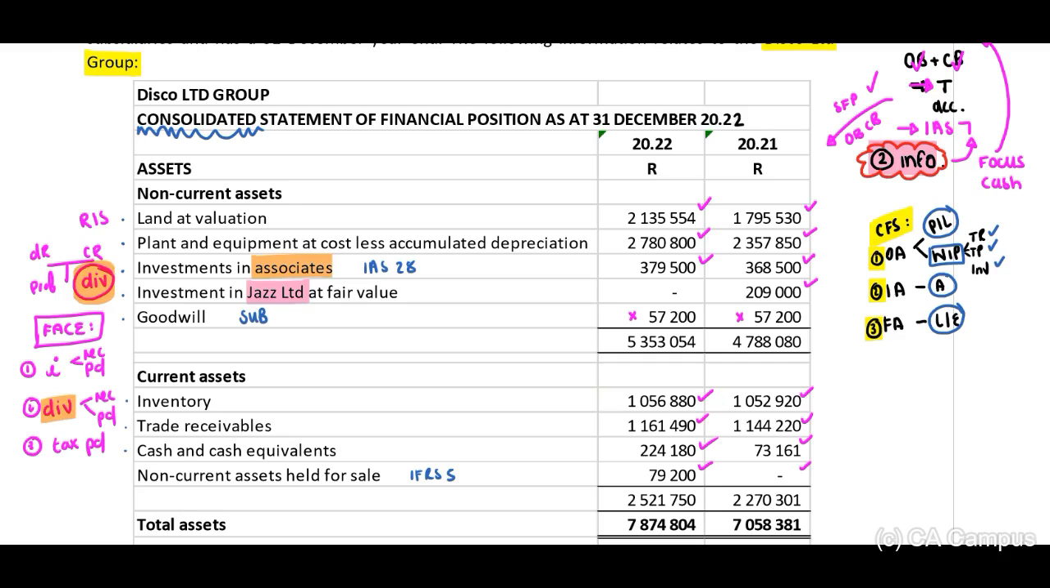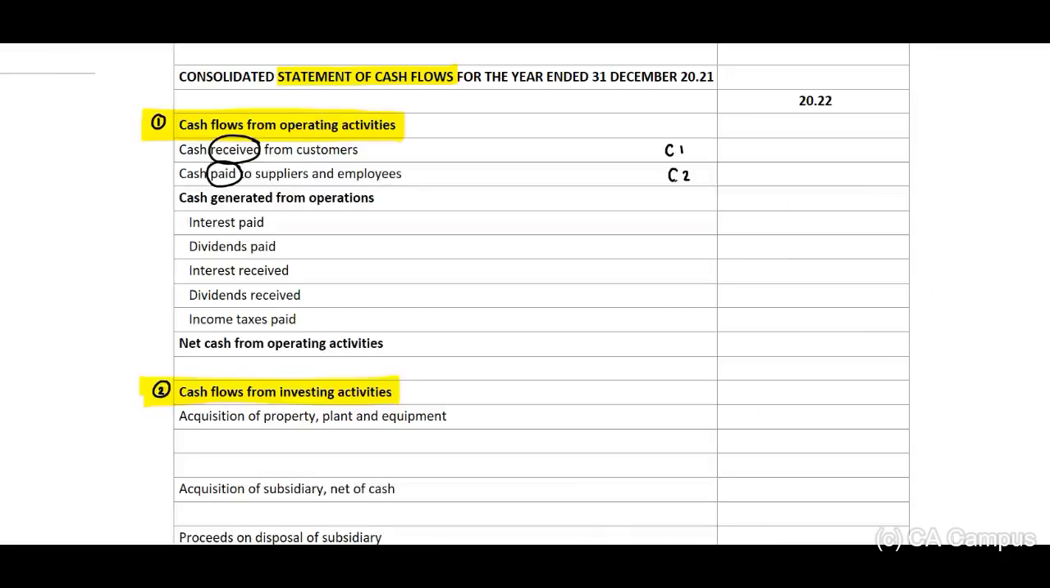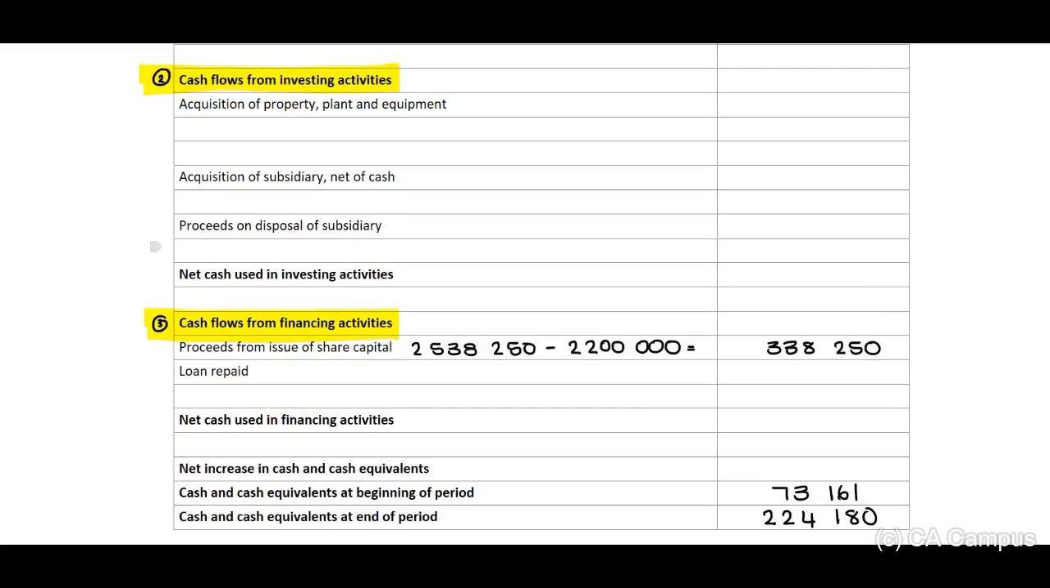Then, when we look at our cash and cash equivalents line item, we need to transfer this to the face of our cash flow statement. This is easy marks. Therefore, at the bottom of your cash flow statement, you will identify that I have transferred my cash and cash equivalents at the beginning of the year and at the end of the year.